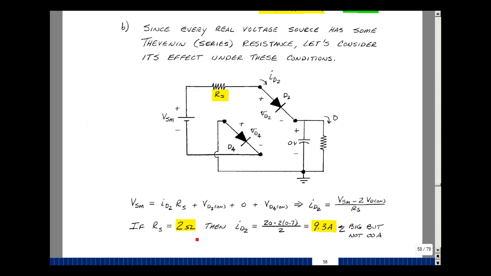This condition, although it doesn't occur all the time, can occur someday when you flip the switch. You'll get a similar result for minus V sub s maximum, where diodes 1 and 3 conduct.